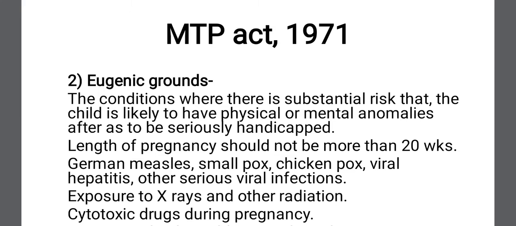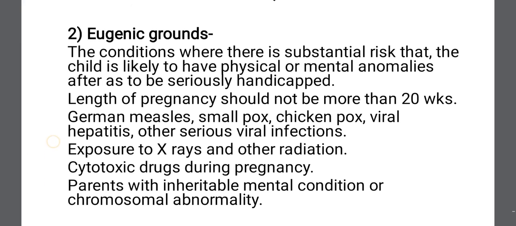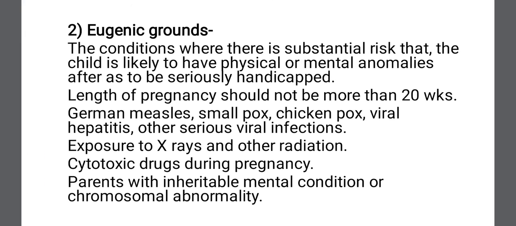So on eugenic grounds, these are conditions where there is a substantial or high risk that the child is likely to have physical or mental anomalies and be seriously handicapped. म्हणजे असं होऊ शकतं की जन्मानंतर ते बाळ खूप अपंगत्व असेल, which will be very difficult for that baby to continue during its lifetime. So the length of pregnancy should not be more than 20 weeks. In this condition, on eugenic grounds, the length of the pregnancy should not be more than 20 weeks.